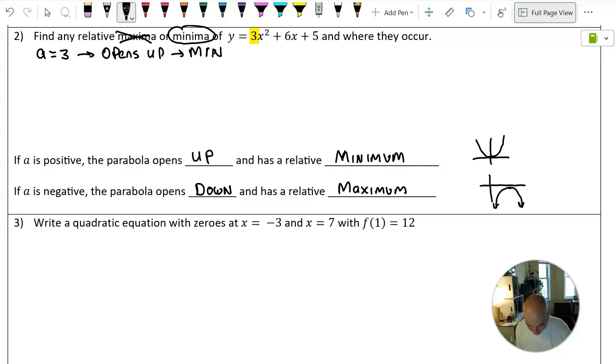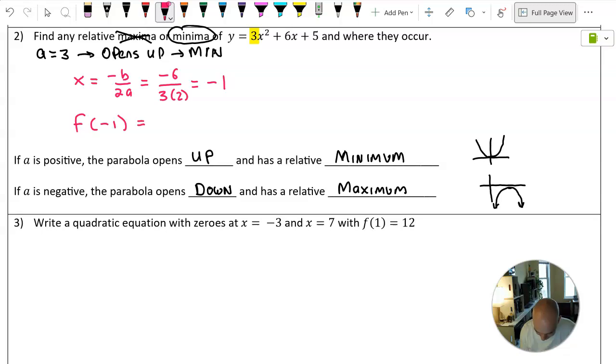Okay, well, the minimum or maximum is just the location of the vertex. So let's just find the location of the vertex again. The x-coordinate is given by negative b over 2a. So that's going to be negative 6 over 3 times 2, which is just negative 1. We can then plug in negative 1. And so it's just 3 times negative 1 squared plus 6 times negative 1 plus 5. So that's going to be 3 minus 6 plus 5, also known as 2.